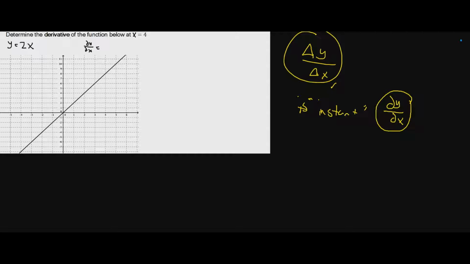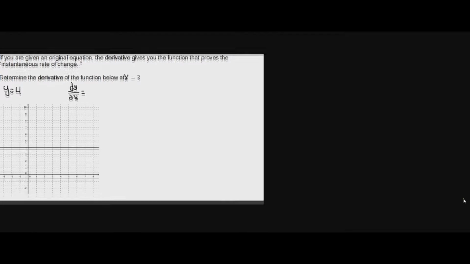Now, derivative, let me just explain. The derivative is going to give us the function that gives us the instant slope. That may sound strange, but just bear with me while we get some practice and we'll make sense of this. So the derivative gives you the function that provides you the instantaneous rate of change. Now that may seem all wordy, but let's begin.